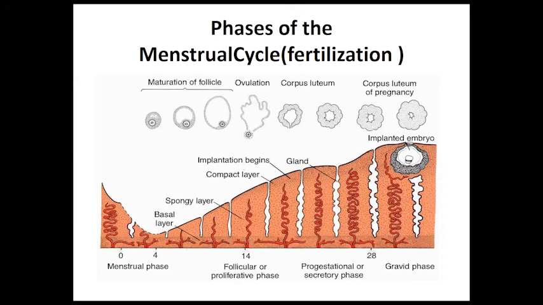At ovulation, the second meiotic division is there. Once the fertilization occurs, this meiotic division is going to continue. Otherwise, it is not going to continue. So this is about the menstrual cycle, what changes occur in the ovary and what changes occur in the uterus. So they are interrelated changes which are going to occur.